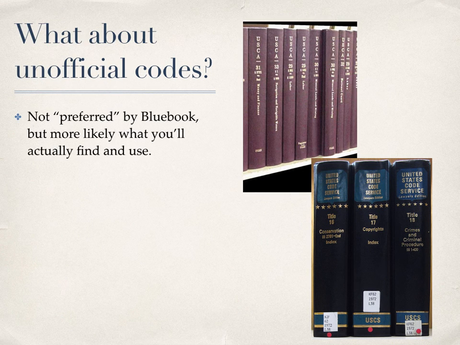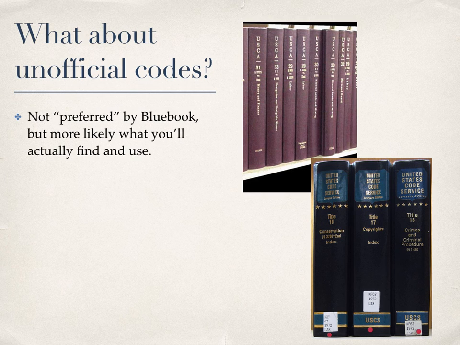Well, just as we saw with case reporters, the Blue Book has its list of preferred codes to use in every jurisdiction, including the federal jurisdiction. So the U.S. Code is the preferred code to cite by the Blue Book. We know it because it's listed first in Table T1.